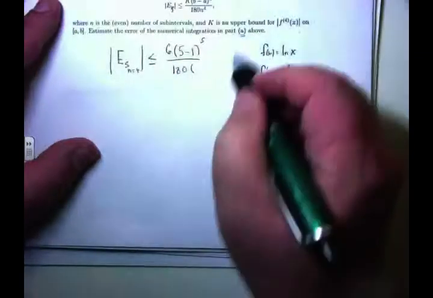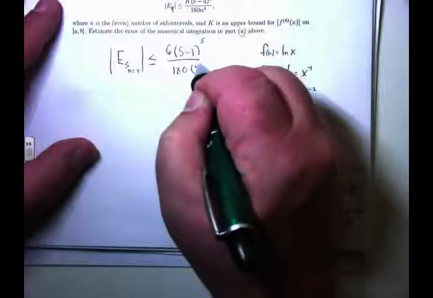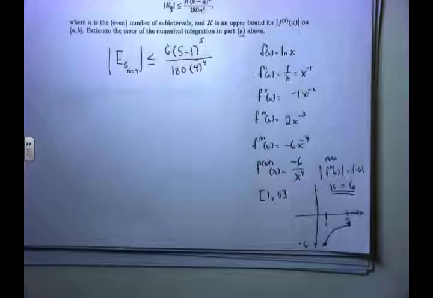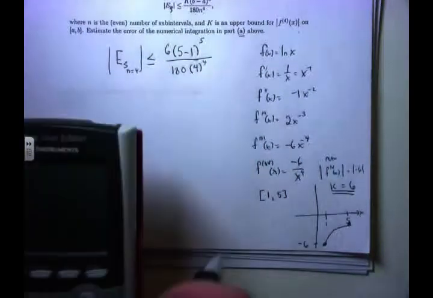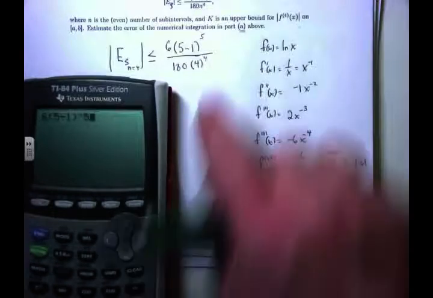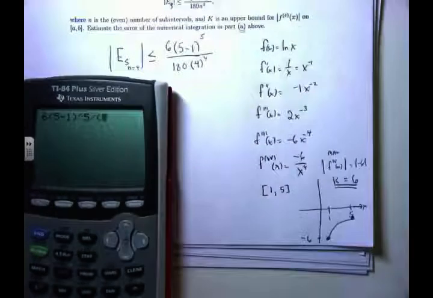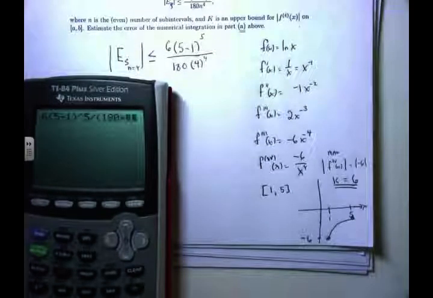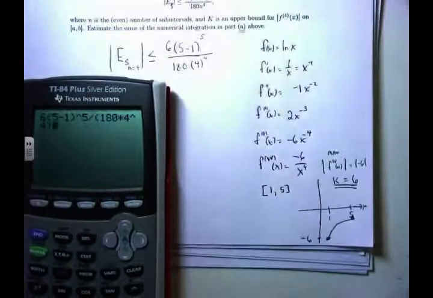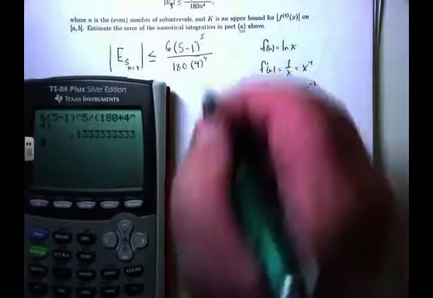What was N in part A? N was 4, raised to the 4th. Remember, you're using the information from part A to estimate this thing. So this is definitely a calculator problem now. So I'm going to type this in: 6 times (5 minus 1) raised to the 5th, divided by parentheses 180 times 4 to the 4th, close parentheses around your denominator. Watch the careless errors.